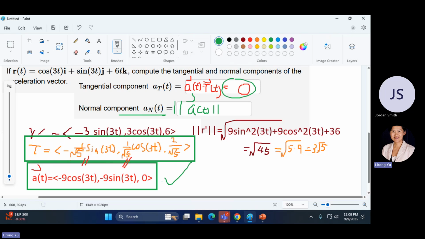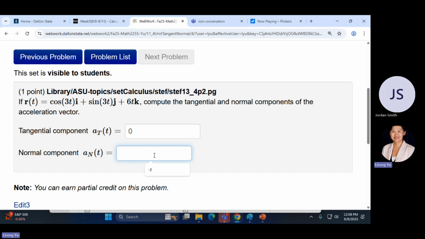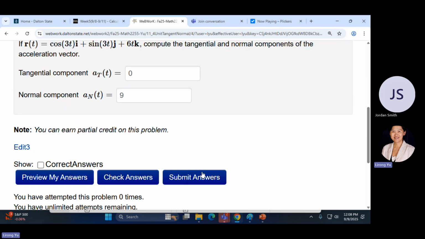Right, so we already have this. You find the magnitude: you have 9 squared, which is 81, times cosine squared, plus 81 times sine squared, and then take the square root, and that would essentially be 9. So the magnitude of the acceleration equals 9. So the last question, which is really 9. That's really the magnitude of the acceleration.